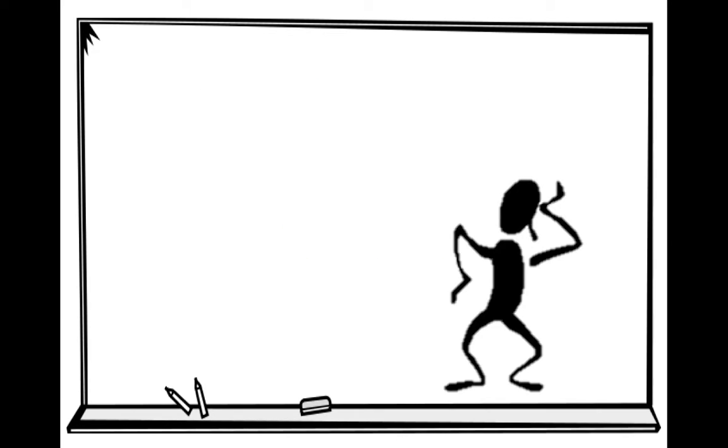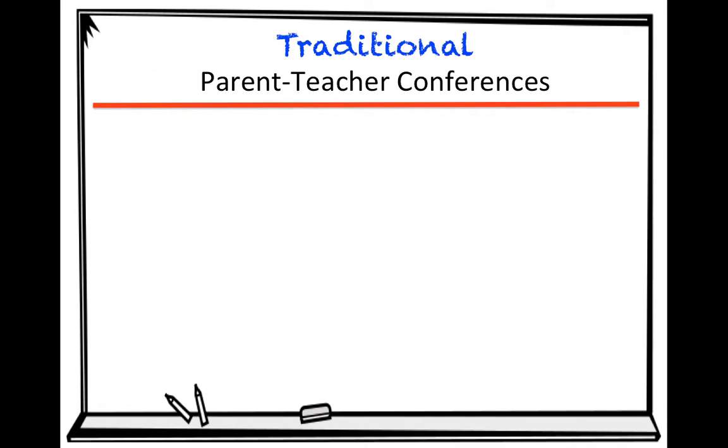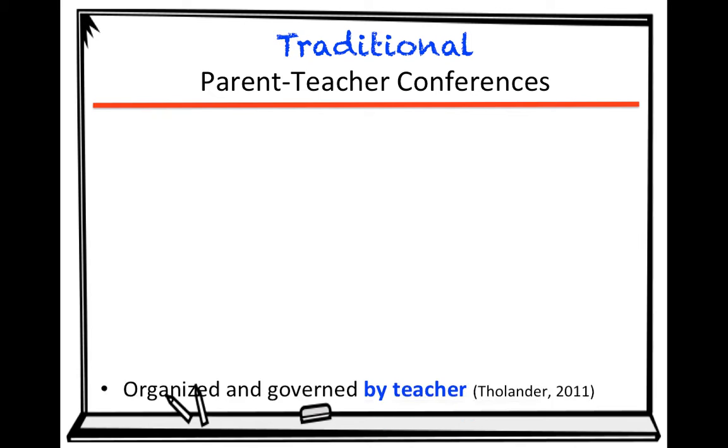So, have you ever had a student look in your class like this, super frustrated because you probably just told them, I'm going to need to have a parent-teacher conference? And that's most likely because you had a traditional parent-teacher conference. So what do these look like?